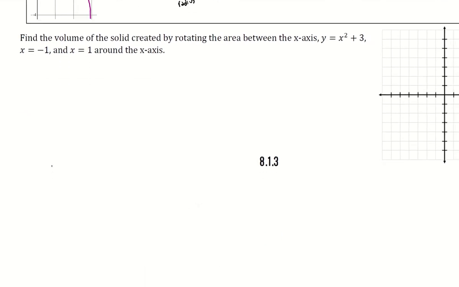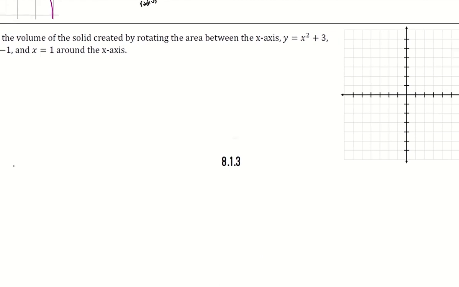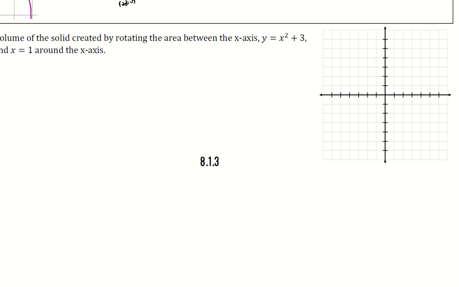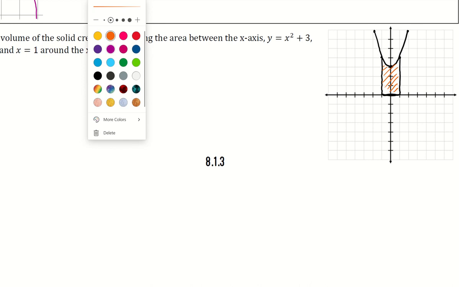So, one example. Find the volume of the solid created by rotating the area between the x-axis, y equals x squared plus 3, x equals -1, and x equals 1 around the y-axis. So let's draw what our function looks like. That is going to be a parabola, between -1 and +1, and the x-axis. So my area is going to be here. So I'm rotating that area, and it says around the x-axis.